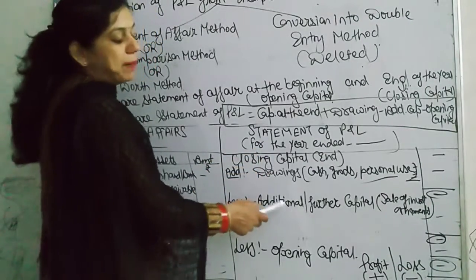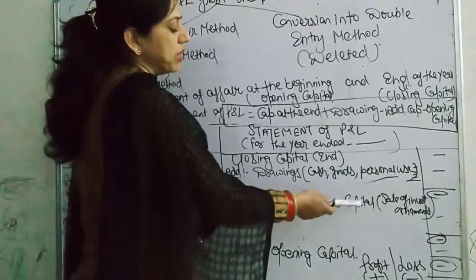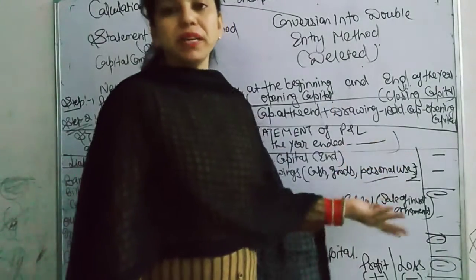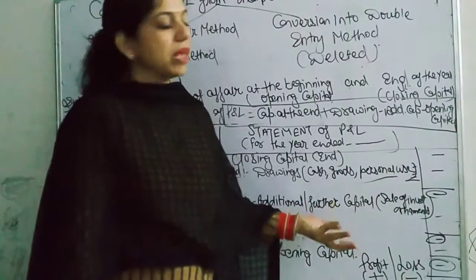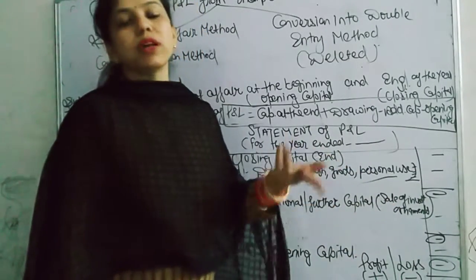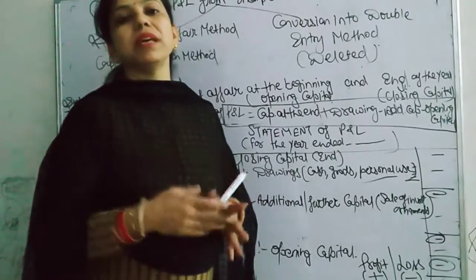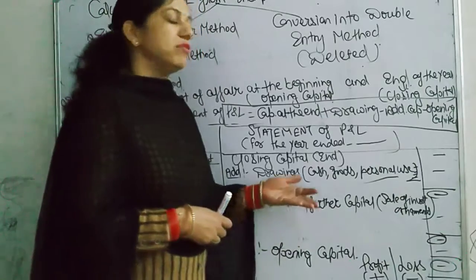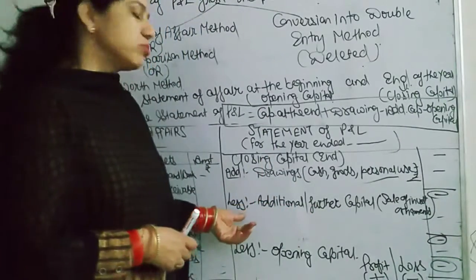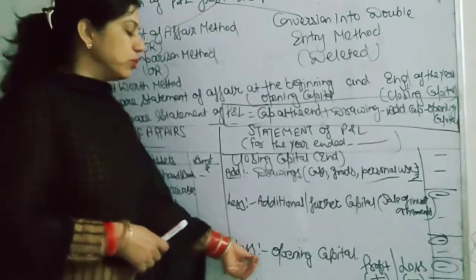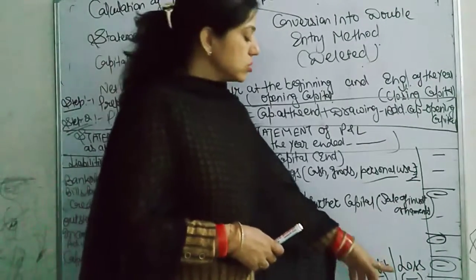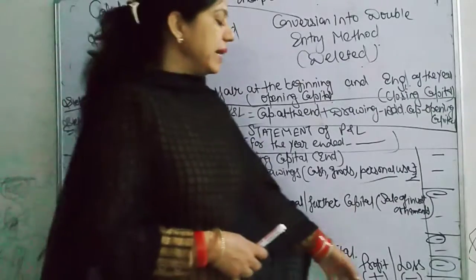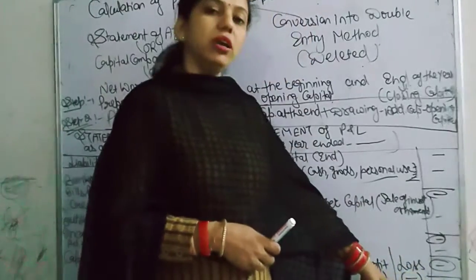Less additional capital. Additional capital is also called further capital. Sometimes we sell our investment and put the money in the business. That is additional capital. Sometimes the businessman sells the ornaments of his wife and puts the money in the business. That is also called additional capital. So the additional capital which you put in the business must be deducted. And at last we have to deduct opening capital. If a positive balance is there, then it is called profit, and if a negative balance is there, then it is called loss.